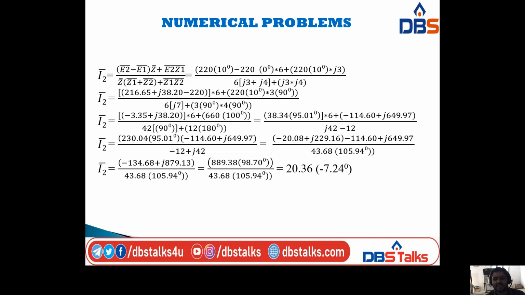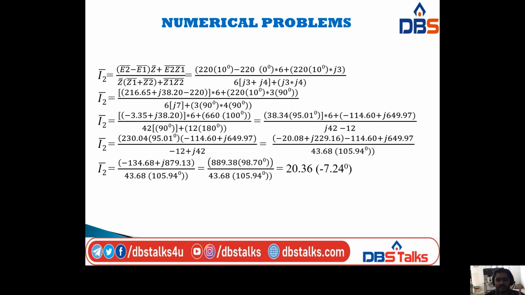So after simplifying this we have minus 20.08 plus J229.16, that is 230.04 at an angle of 95.01. After simplifying this polar form into rectangular form, we have minus 20.08 plus J229.16 minus 114.60 plus J649.97 by 43.